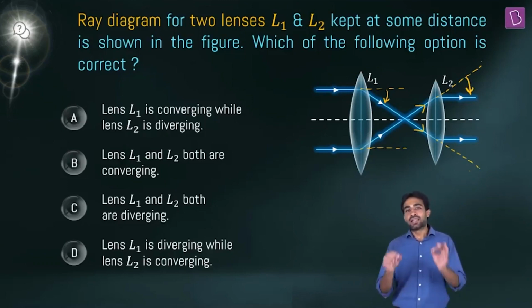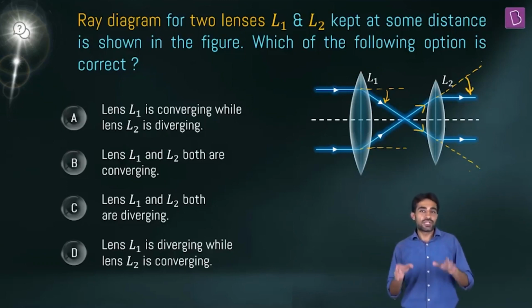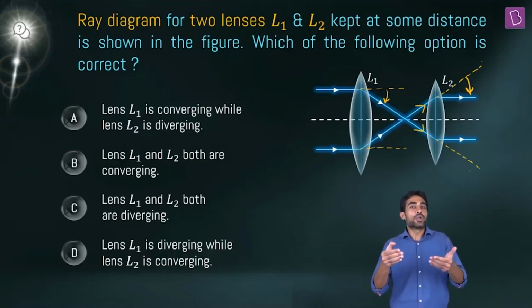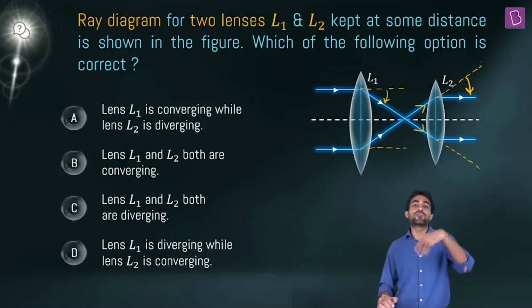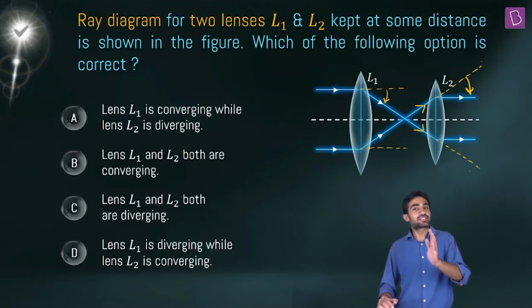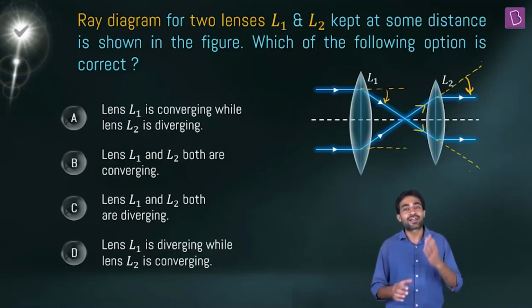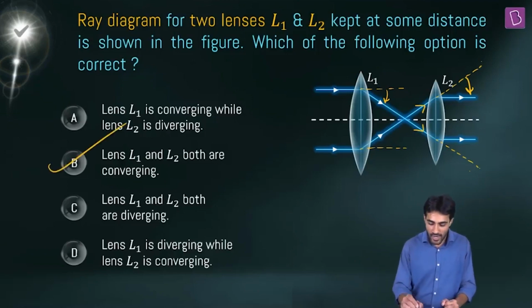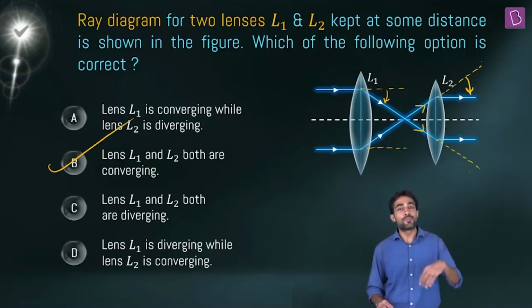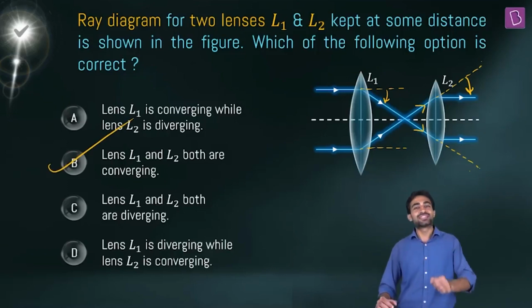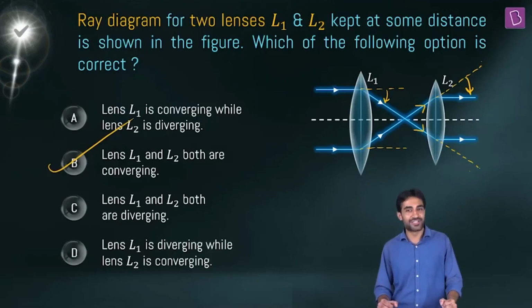And now, let's look at the change in direction. Change in direction can either be towards the principal axis or away from the principal axis. In this case, we can see the change in direction is towards the principal axis. Therefore, this lens L2 will behave as a converging lens. Okay. So both these lenses are converging in nature, and we can say option B, lens L1 and L2 both are converging. Option B is the right answer for this question.